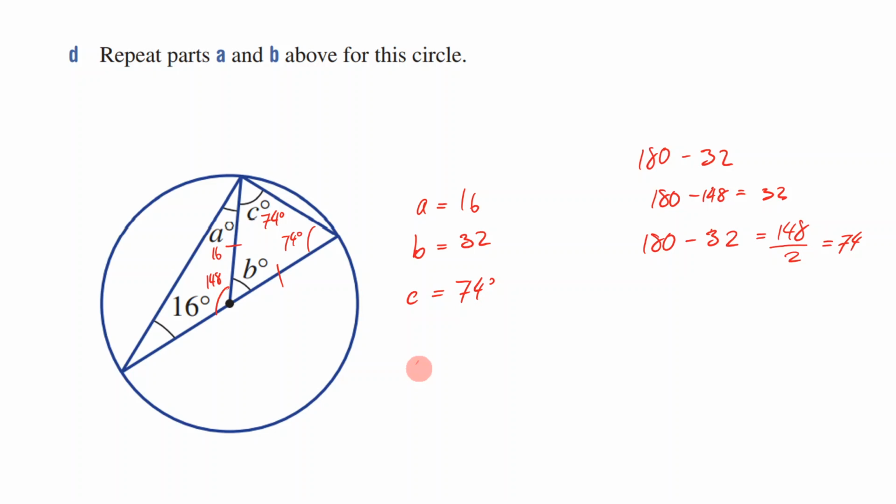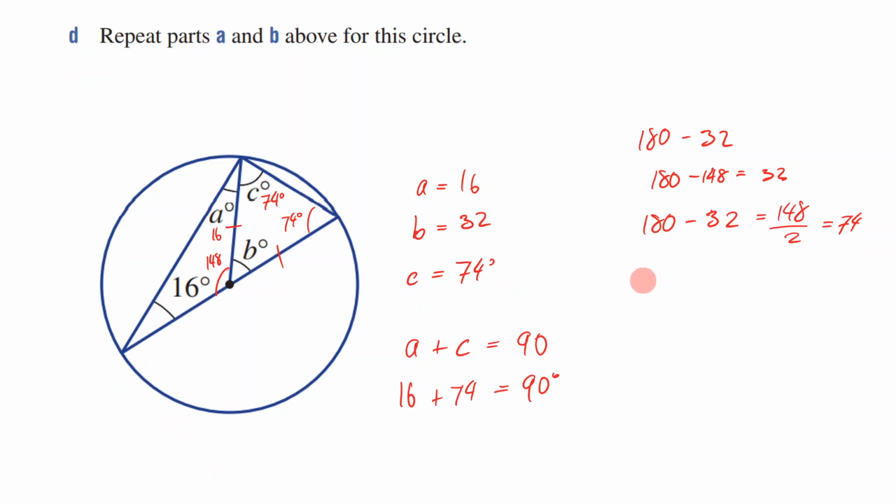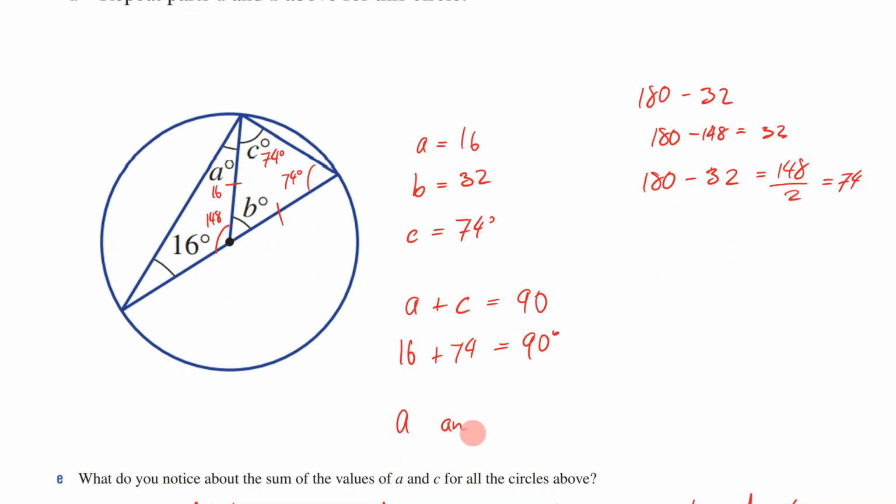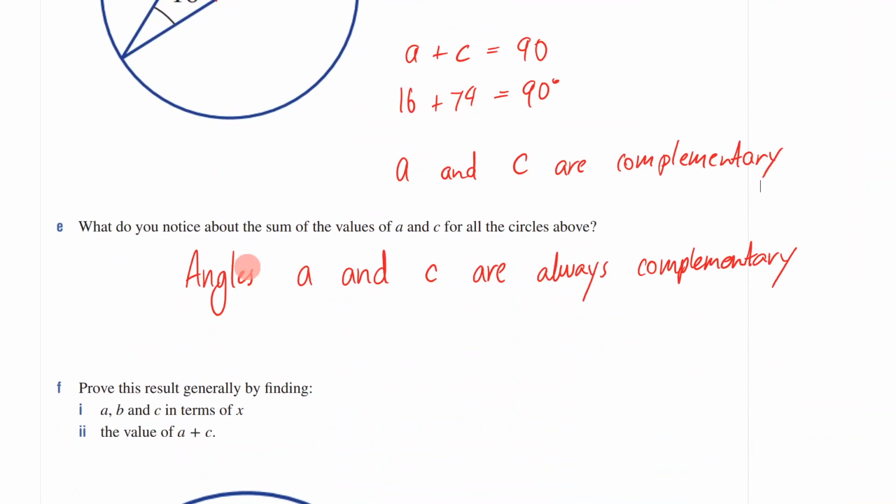And then sure enough, A plus C is going to be equal to 90 because 16 plus 74 is equal to 90 degrees. So that means A and C are complementary. Perfect. What do you notice about the sum of the values of A and C for all the circles above? Angles A and C are always complementary.